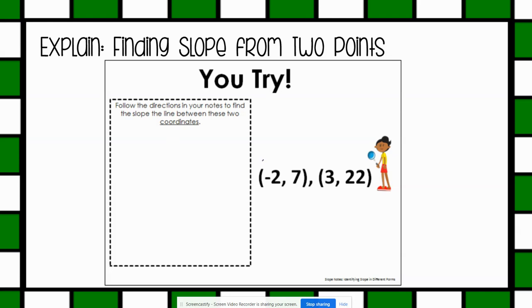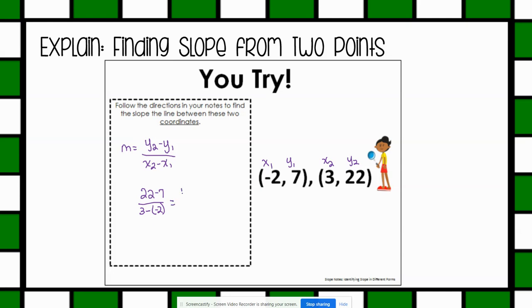The first thing we would do is label these as x sub 1 and y sub 1, and then x sub 2 and y sub 2. To find slope, we're using that formula y sub 2 minus y sub 1 over x sub 2 minus x sub 1. So in this case, we're going to do 22 minus 7 over 3 minus negative 2. And you have to be careful with those negatives.